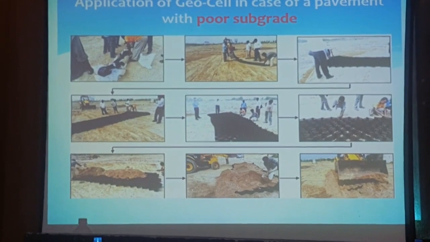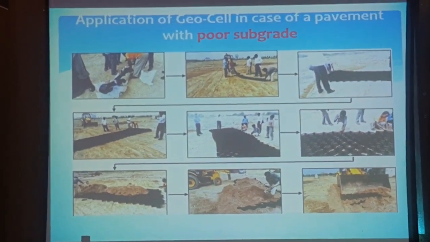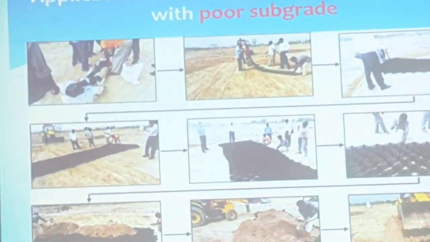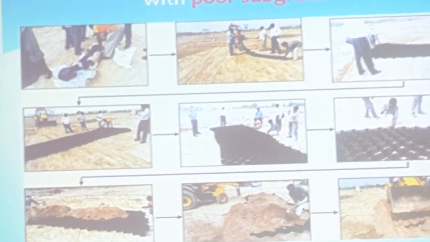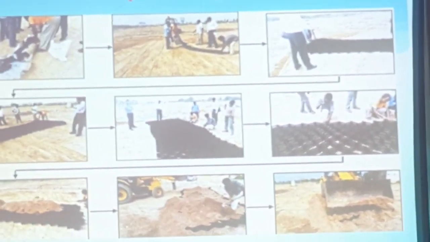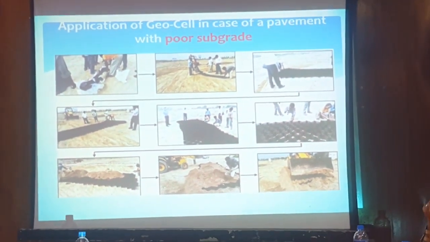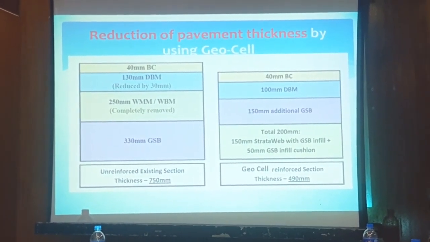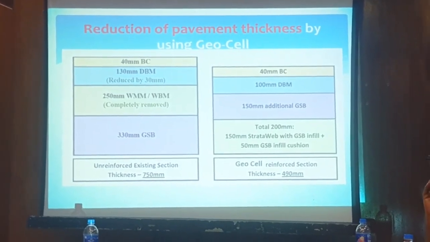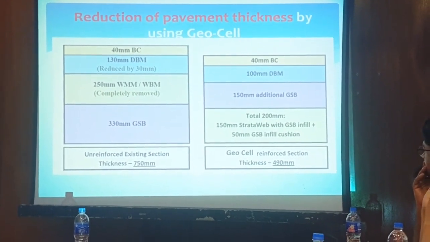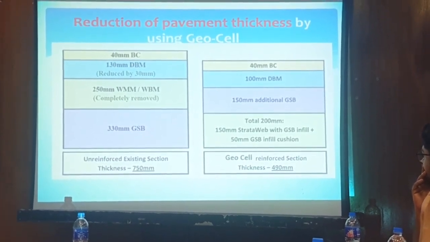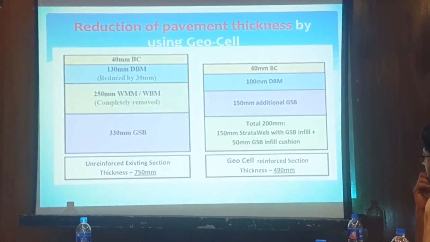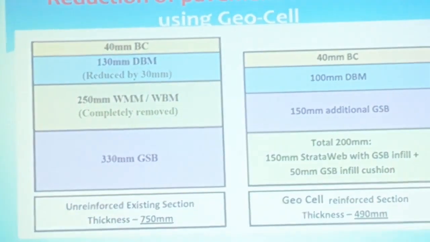And there are various types. This is geocell. In poor subgrade it is generally used. In container yards it is being used where marshy soil or poor soil is there. And the reduction in thickness, as I just told you: on the left hand side, the conventional pavement composition comes to 750 millimeter, and on the right hand side it has reduced with the use of the geocell to 490 millimeter. Same condition.